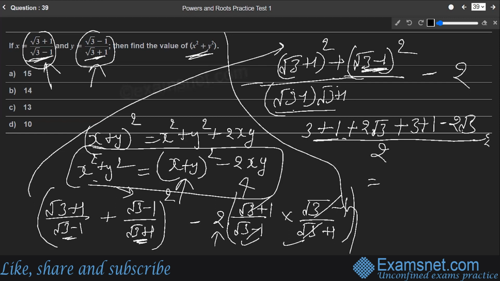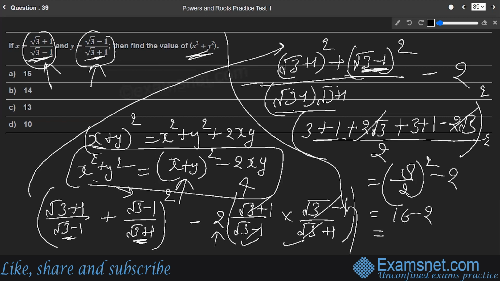If we solve this further, 3 plus 1 is 4, plus 4 is 8, and the 2 root 3 and minus 2 root 3 get cancelled out. So we are left with 8 by 2 whole square, minus 2. If we solve this further, this is going to be 16 minus 2, and nothing but 14 is coming as the right answer. So this could be one way of solving this particular question. Otherwise, if somebody wants to do it the other way around, that is also possible, but that will be too lengthy. This is an easier way of doing it. Answer becomes 14, available in option number B.